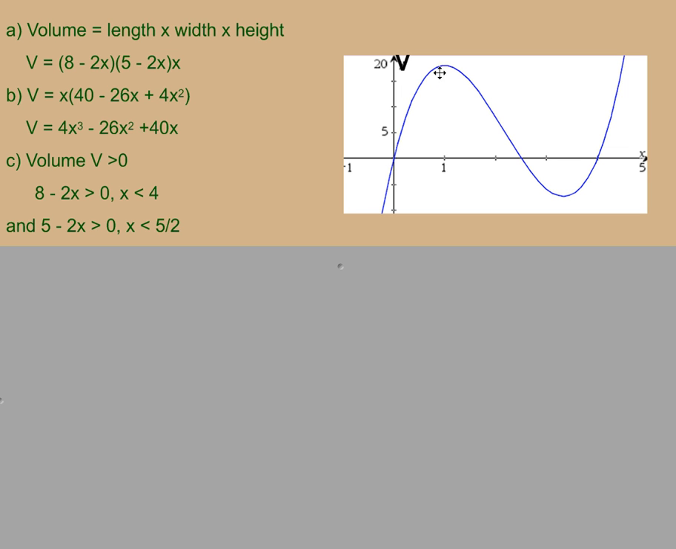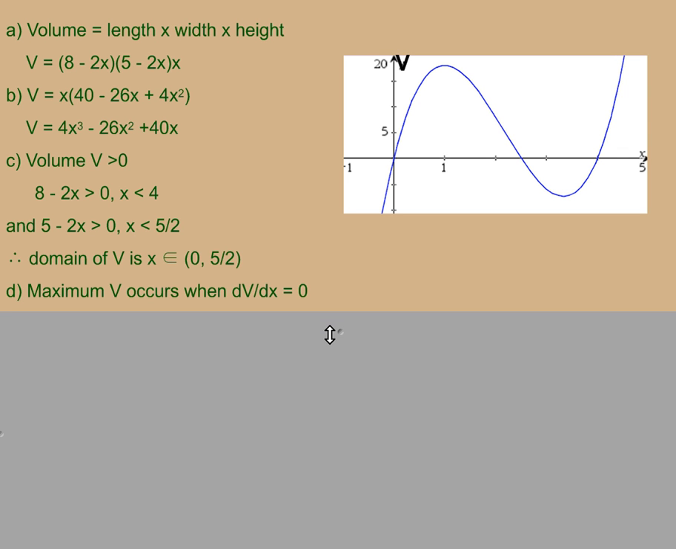Here's 0 here, and that point then would be 5 on 2, or 2.5. So the domain then is x has to be between 0 and 2.5. So that answers part C. Now part D wants to know, when does the maximum occur?